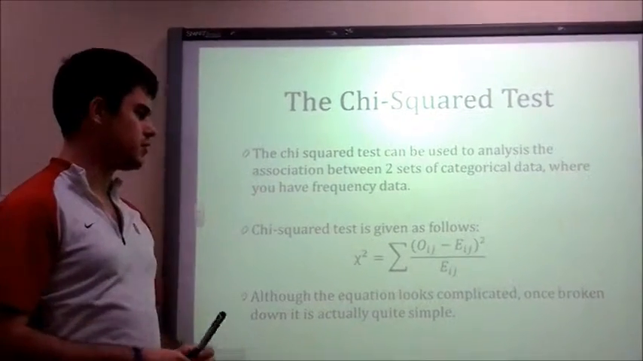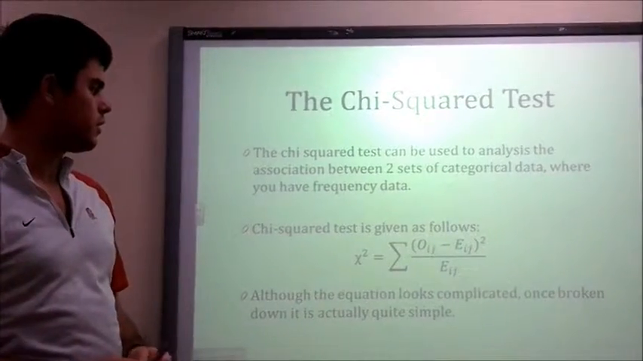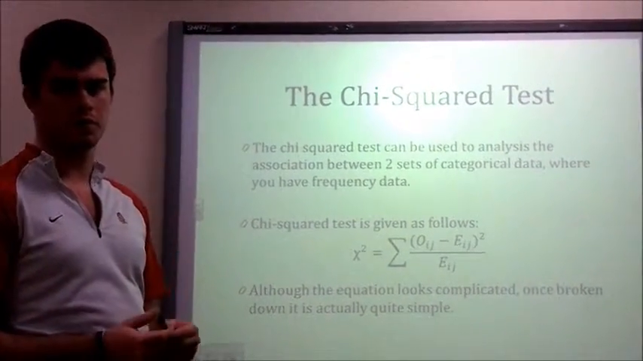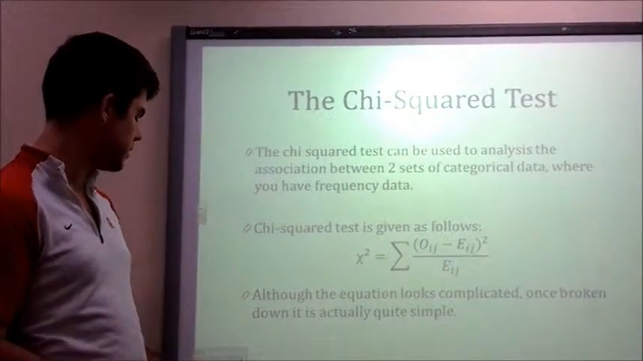The chi-squared test formula is given as follows. It does look quite complicated now, however we'll break it down and it'll be a lot more simple by the end of the video.